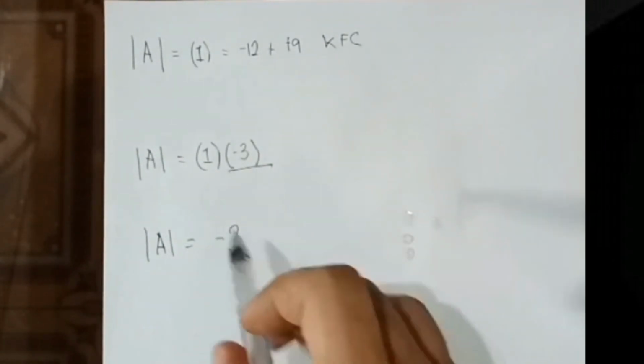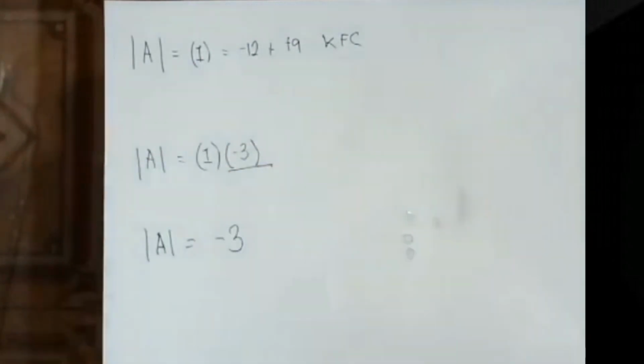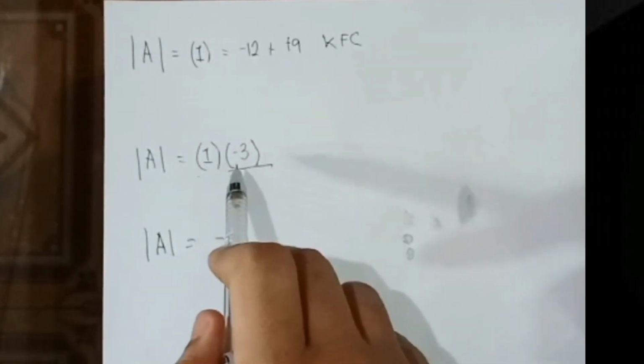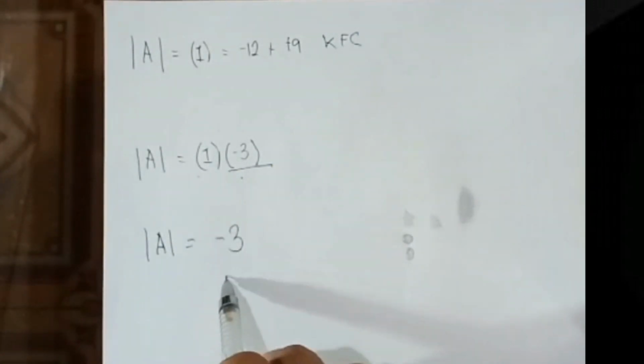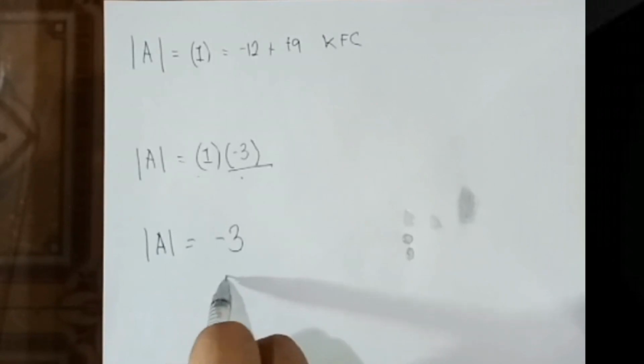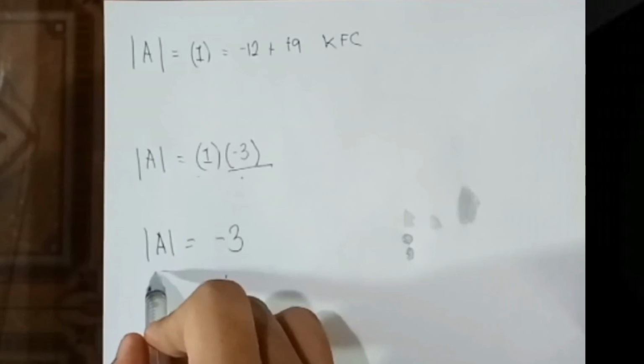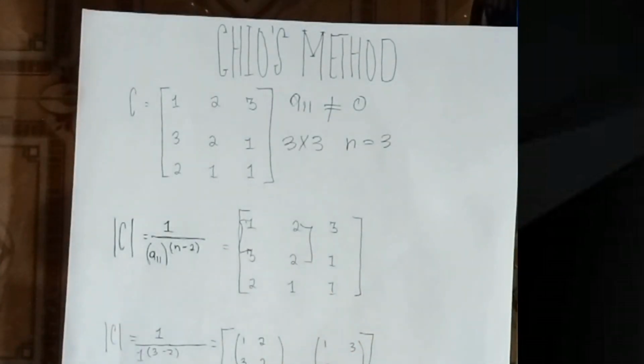And then, etong 1, nakuha natin siya dito. Yun yung sinolve natin sa ating determinant na kanina sinolve natin. And then, the 1 times negative 3 is equals to 3. So, ang ating determinant na sa 3 by 3 matrix ay A is equals to negative 3. And then, ito lang sa next one.